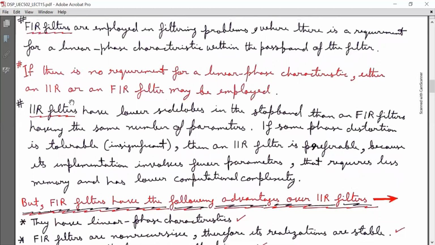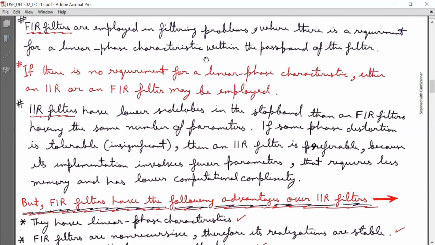Now, IIR filters are also having some benefits. The IIR filters have lower side lobes in the stop band than FIR filters having the same number of parameters. If some phase distortion is tolerable, then an IIR filter is preferable because its implementation involves fewer parameters, which requires less memory and has lower computational complexity. So it is application dependent whether you want to go for FIR or IIR.